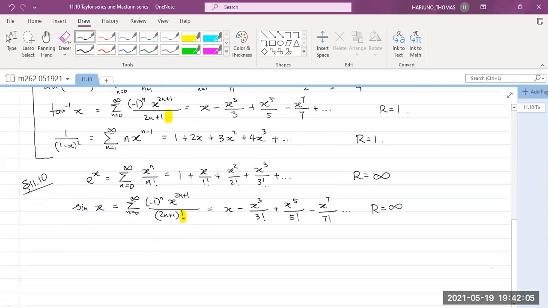Now, the cosine, as you can see, is basically the derivative of sine x, right? So imagine if you take the derivative of that sine x, and I will get x to the 2n over 2n factorial. That would be 1 minus x squared over 2 factorial plus x to the 4th over 4 factorial minus x to the 6th over 6 factorial, and on. The radius of convergence is infinity.